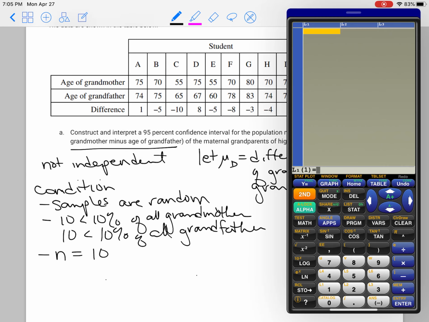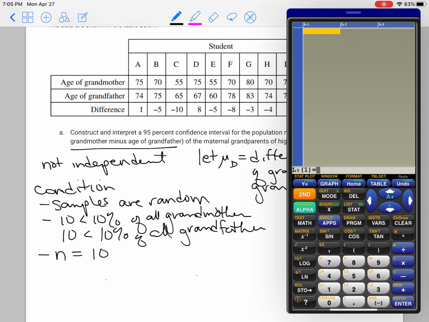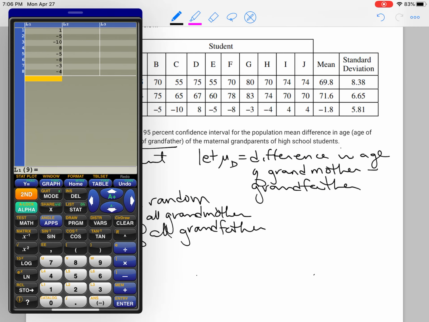So I'm going to bring out my calculator, and I am going to go to Stat, Edit, and type in the differences. Because we're doing a matched pair, we just need the differences. And that's 1, enter, -5, enter, -10, enter, 8, enter, -5, enter, -8, -3, -4, and 4.